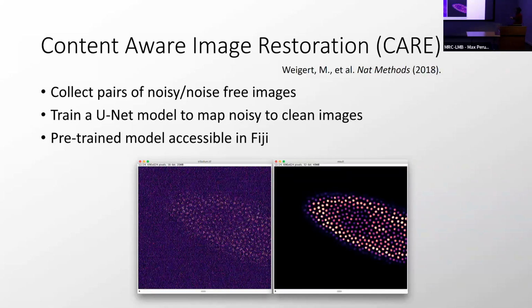There is also some version of it where you don't need this clean image. You need only a noisy image, and using the fact that the noise is independent from one location to another, you will be able to train the denoiser directly on the noisy image.